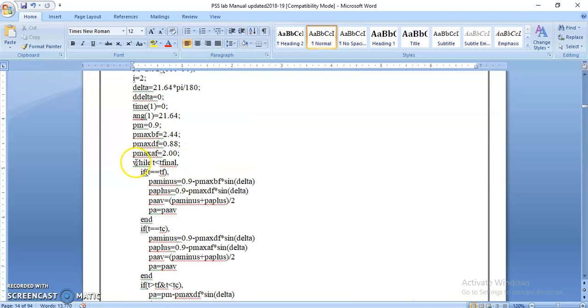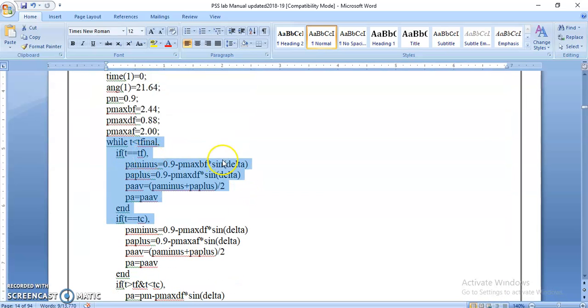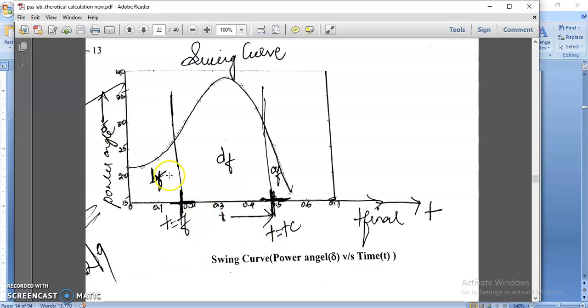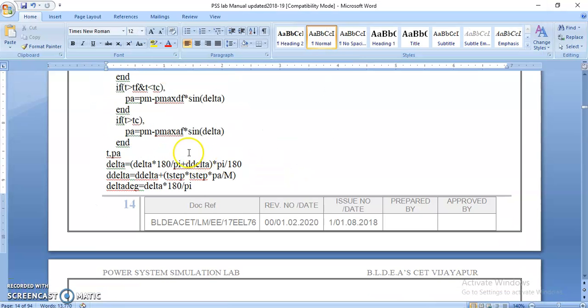So all this comes under what? T final only. All this comes under t final only. You have to be careful: for t is equal to tf, we get before and during, as I just told. For t is equal to tc, during and after. T greater than tf and less than tc is during fault. Greater than tc means after fault. The same thing is there in the program. So if you interchange them, you won't get the graph properly.